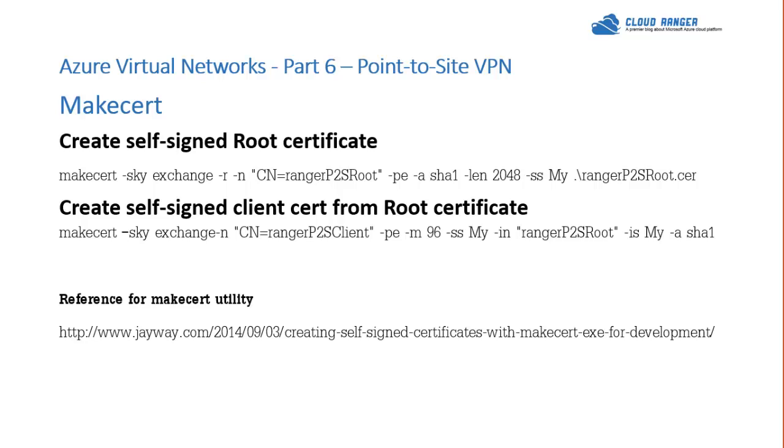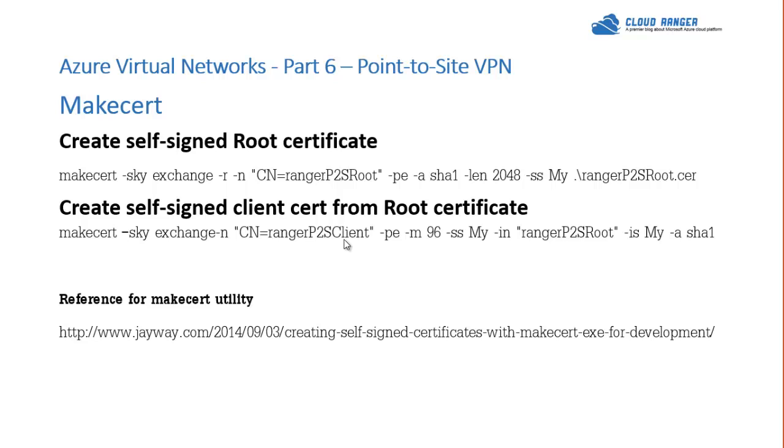And basically the command here shows, and I'm not going to get into so much detail with the switches over here, that the Makecert utility is creating a root certificate with Ranger P2S root as the name. And the second one is taking this Ranger P2S root certificate and creating a client certificate and saving that.